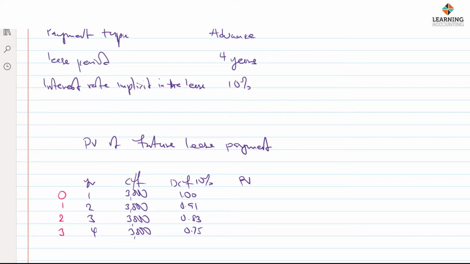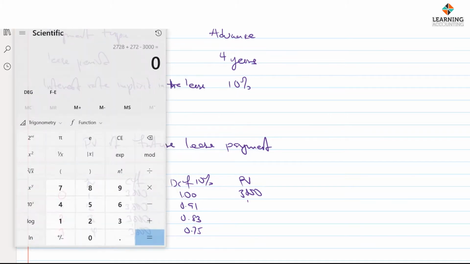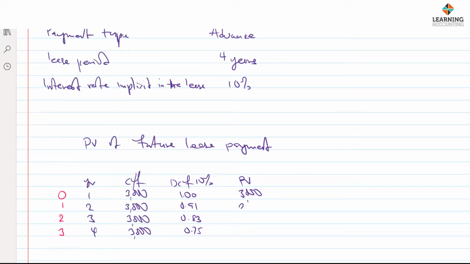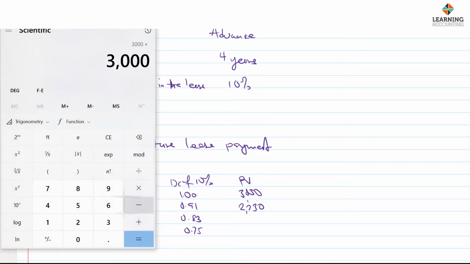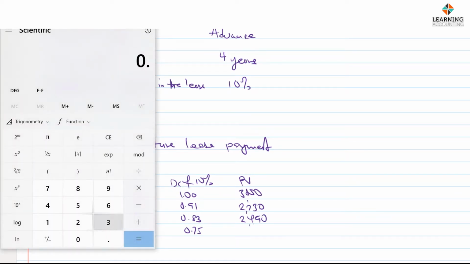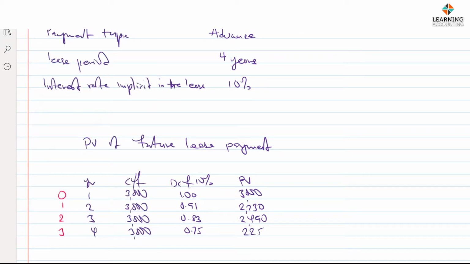Our PV, of course, we have to calculate. 3,000 remains 3,000. Then 3,000 multiplied by 0.91 gives us 2,730. 3,000 multiplied by 0.83 gives us 2,490, and the last one, 0.75 multiplied by 3,000, gives us 2,250.